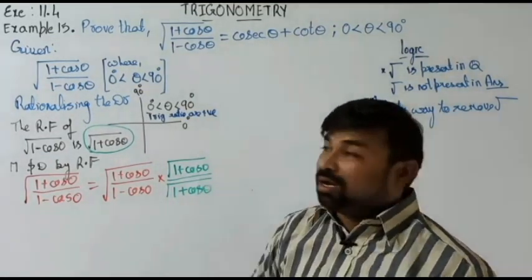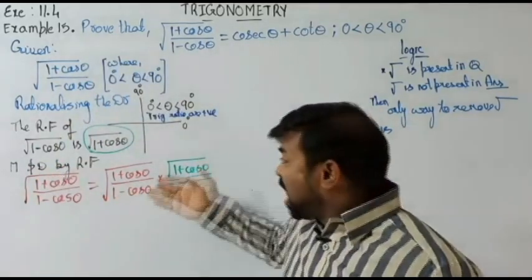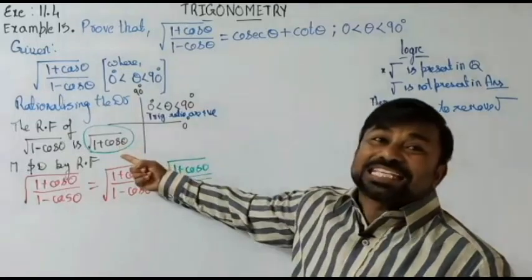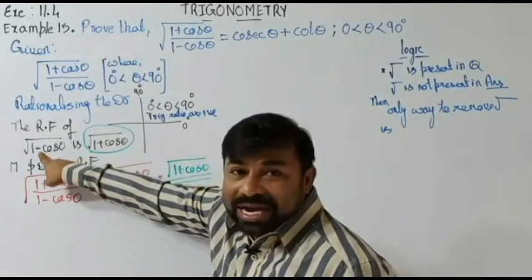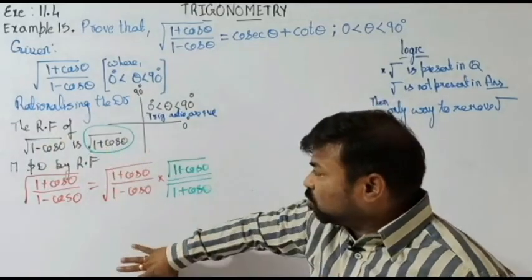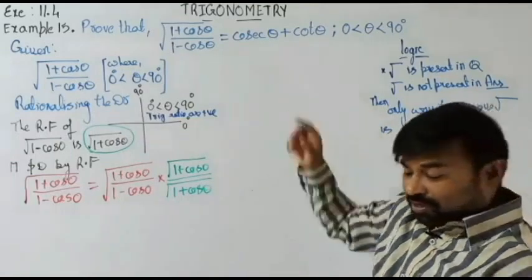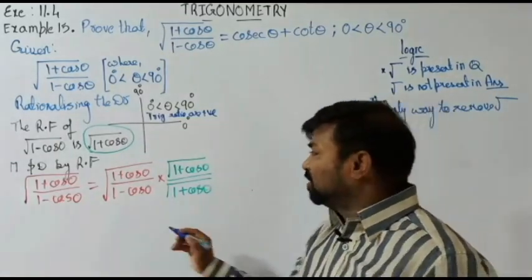Have you observed this one? I have copied the question. To the question I am multiplying and dividing by the rationalizing factor. If you have minus here, what is the rationalizing factor? Plus. So this is the question. We have to move from here and reach the answer whatever he has given for us. Now let's go for the next step.